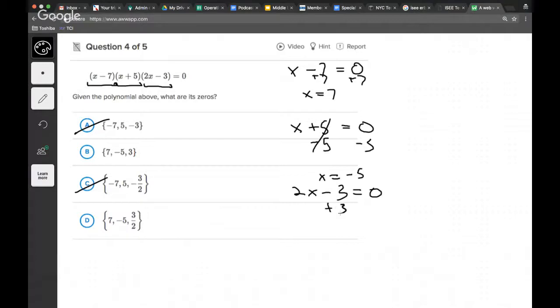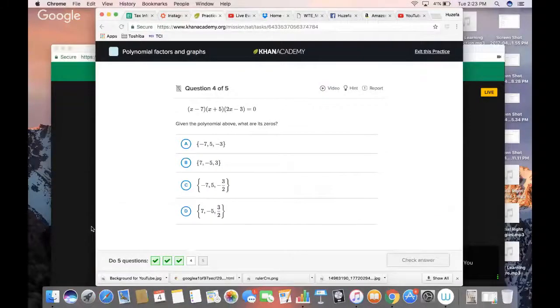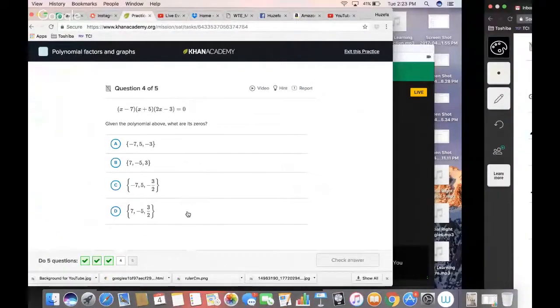Finally, let's solve this one. We add 3 to both sides. Now we've got 2x equals 3. Divide by 2, divide by 2. We get x equals 3 halves. 3 halves is not in B. It's only in D. That's it. It's pretty straightforward. So again, what did I say it was? D? Yeah. Let's enter D.